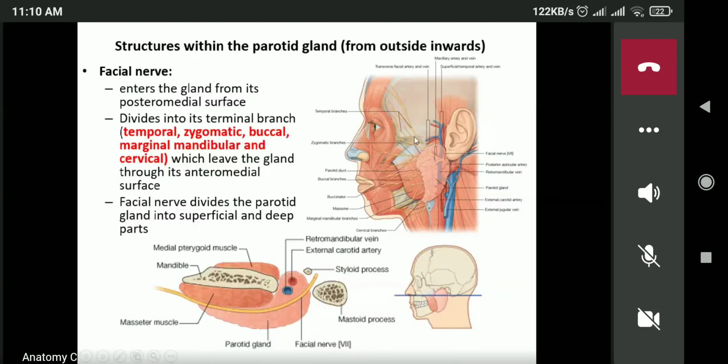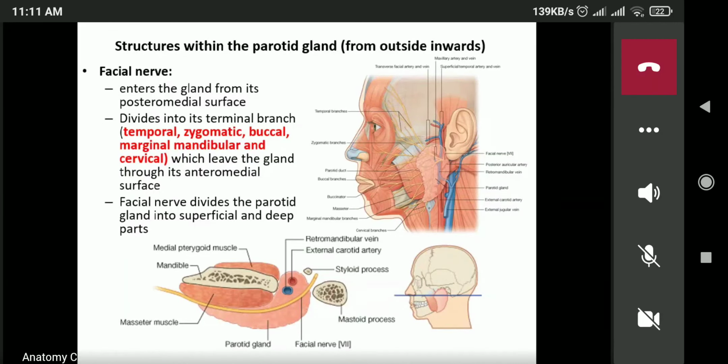So the terminal branches, as we discussed, are the temporal branch towards the temple, zygomatic branch towards the zygomatic bone, buccal branch towards the lips and cheek, marginal mandibular branch towards the mandible and base of the mandible, and the cervical branch towards the neck, which leave the gland through its anteromedial surface. So it enters from the posterior medial surface and it passes through the gland and it emerges from the anteromedial surface. Okay, so there are the different branches of the facial nerve on the face.